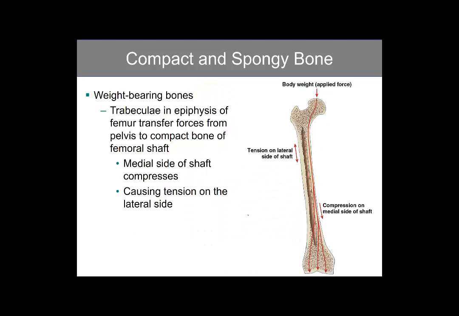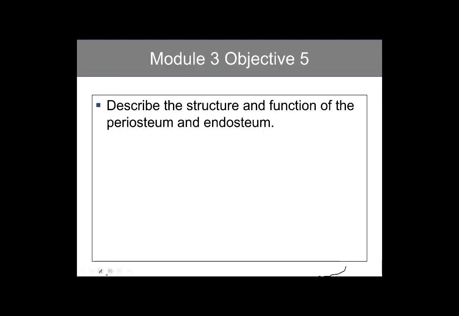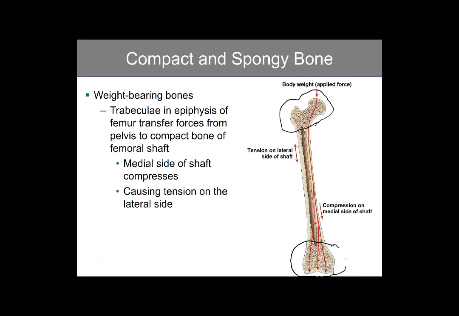For weight-bearing bones, the trabeculae and the ends of the bones, we call the ends of the bones the epiphyses. Okay, so both the proximal as well as the distal ends of the bone, the epiphyses, here's that word. And just for definition, the shaft of a bone is called the diaphysis. So the ends of the long bones are the epiphyses, and the shaft of a long bone is a diaphysis.